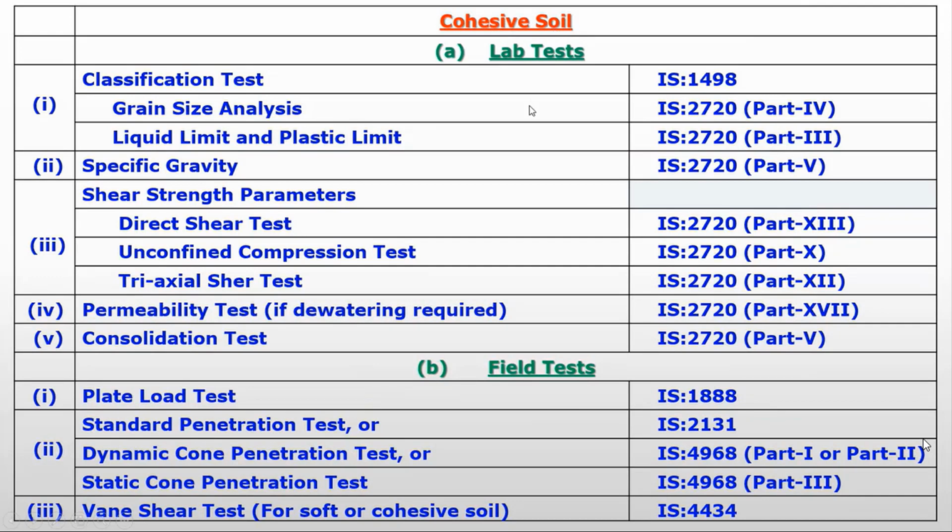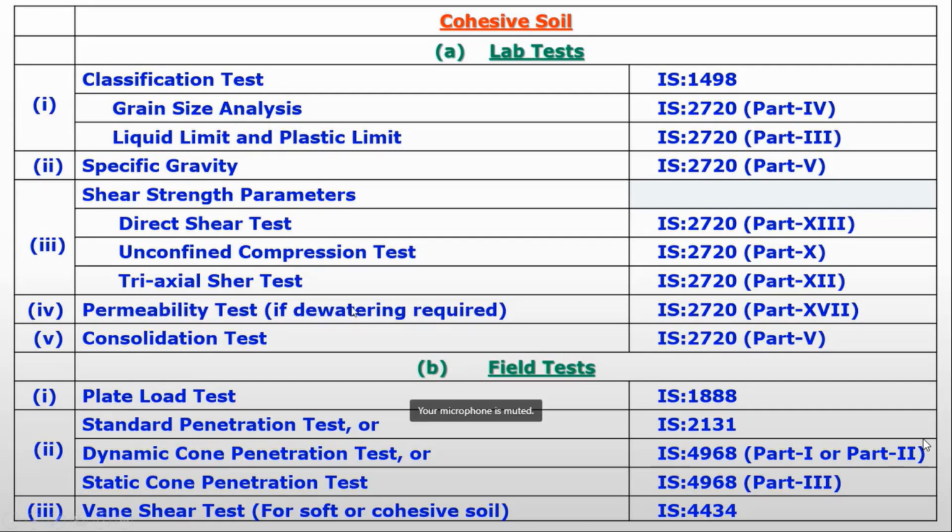So this is for the cohesive soil. These are the lab tests: grain size analysis, liquid limit and plastic limit, specific gravity, and strength parameters: direct shear, unconfined compression test, triaxial shear test. Mostly we have to go for the triaxial shear test because the results we get from the direct shear test are on the lower side, meaning on the safer side, but our design will be highly uneconomical.